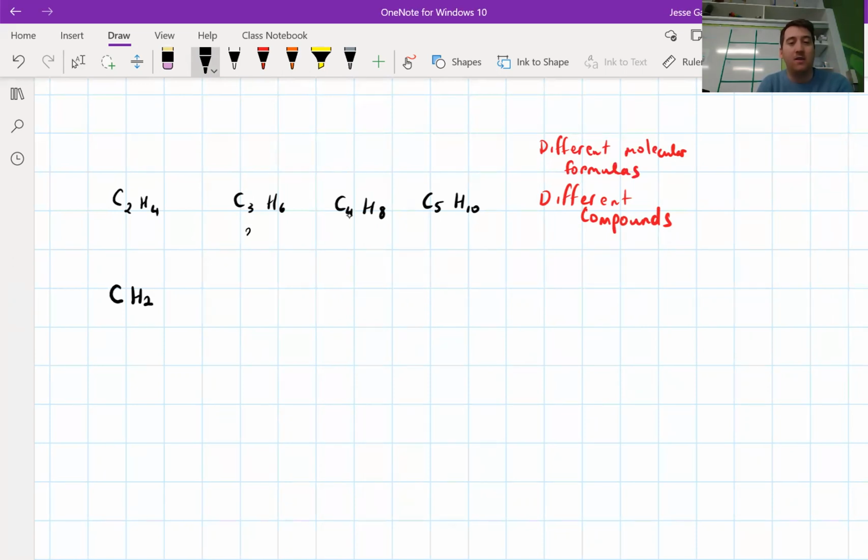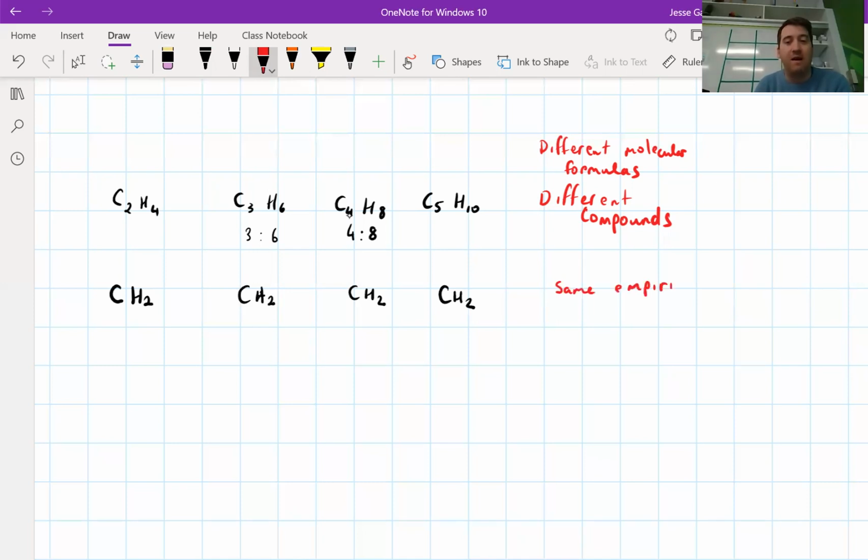It's the same here. The ratio here is 3 to 6. We can simplify that. 1 to 2 again would be the simplest ratio. So CH2 is also the empirical formula. Here the ratio is 4 to 8, 4 parts to 8 parts, and we can simplify that, divide both by 4, and you're going to get CH2 again. And this one we're going to see is also CH2. So 4 different molecular formulas, but they all have the same empirical formula.